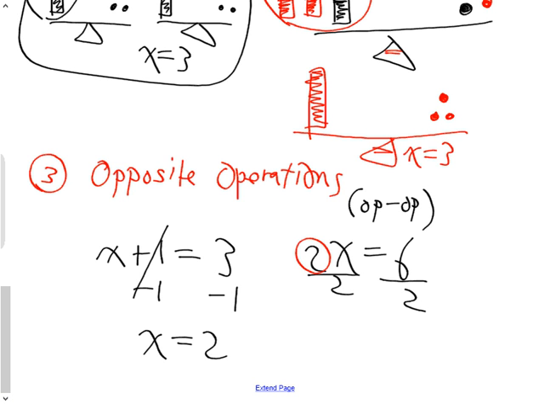Then I can say to myself, these are opposite operations. This 2 represents multiplying by 2. This 2 represents dividing by 2. And those are opposite operations. So I put a line through it and I get x equals 3, right? So I've solved that equation by simply applying opposite operations to both sides. 2 times 3 is equal to 6. X has to be 3.